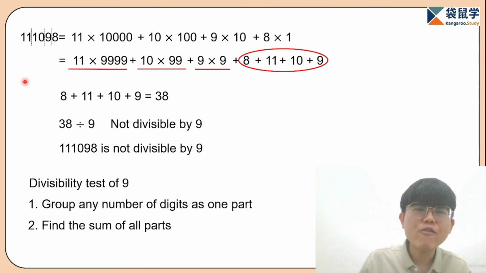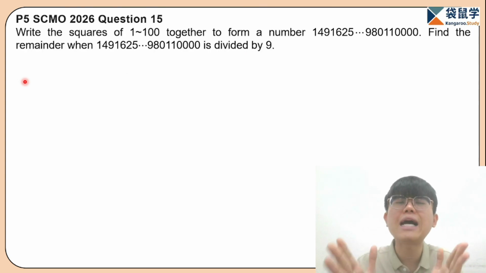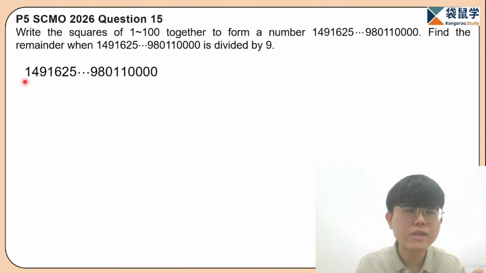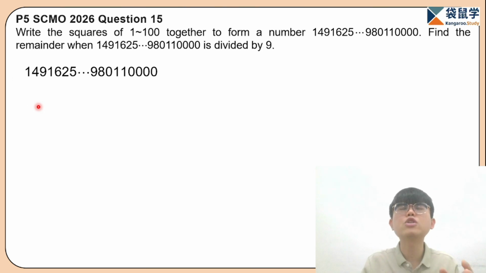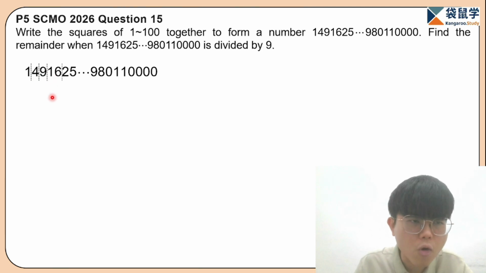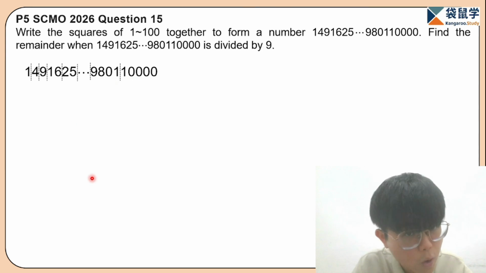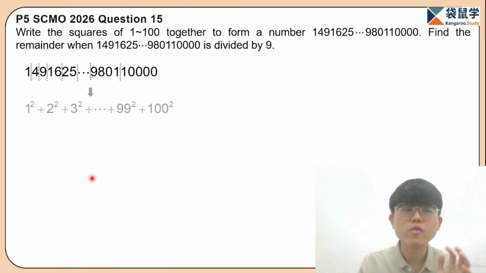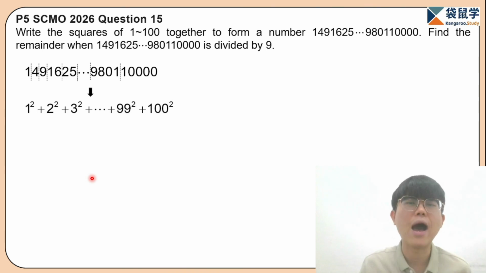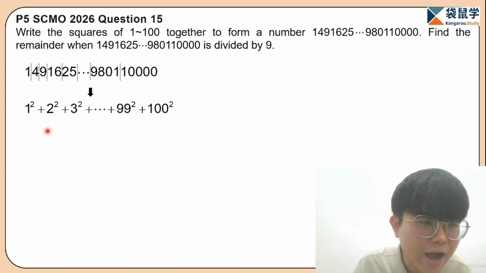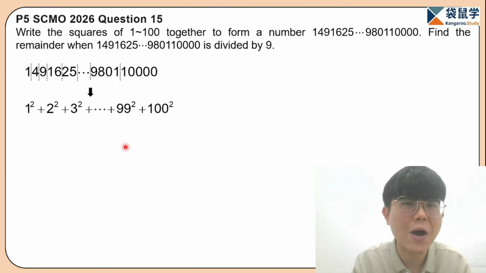Everyone, in our question right here, the number is just made of square numbers. So what we can do is try to cut our number. We have 1 square, 2 square, 3 square, 4 square, 5 square, and last but not least, we have the 99 square and the 100 square. So in this question, it changes into finding the summation of 1 square plus 2 square plus 3 square until 100 square. But although this is what we want to find right now, it is still not very easy for us to calculate, right?